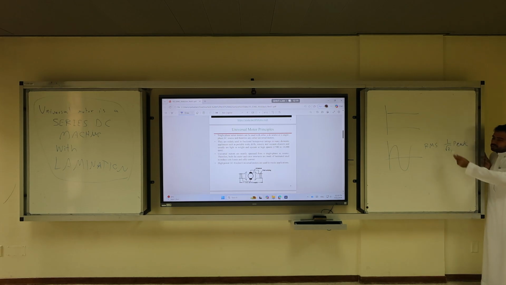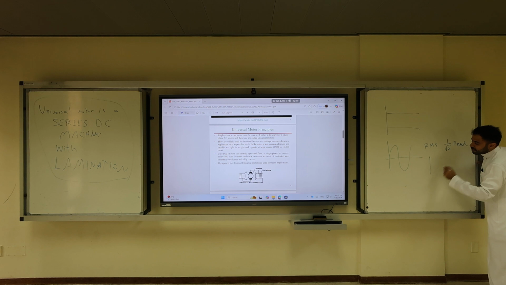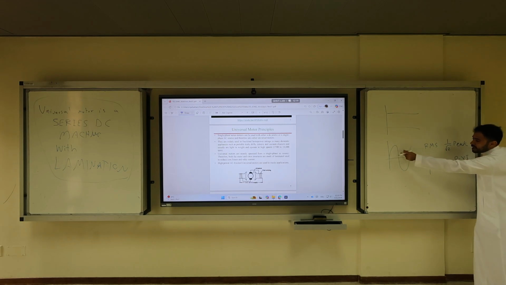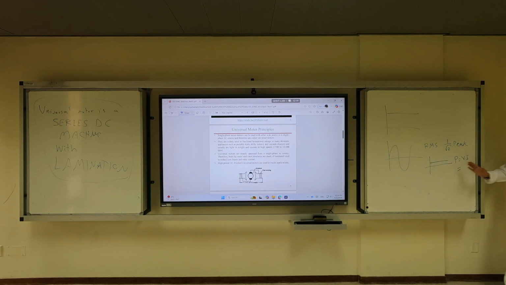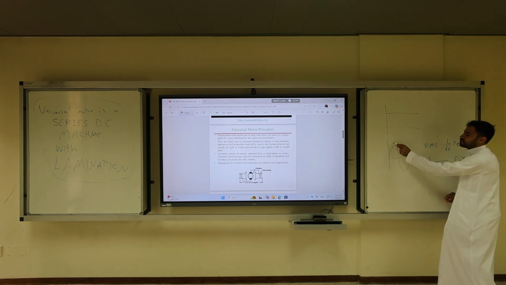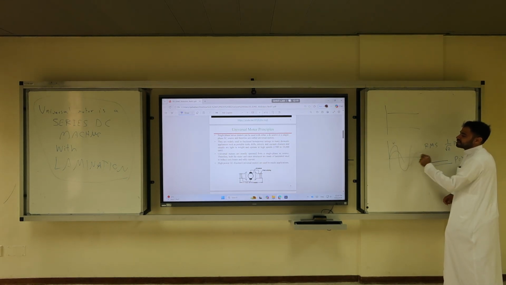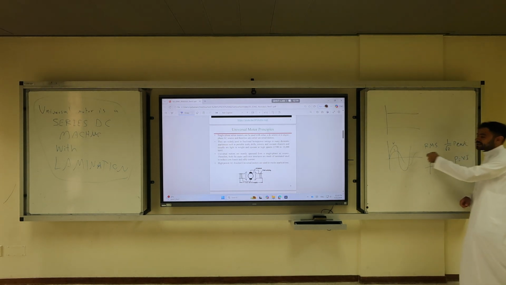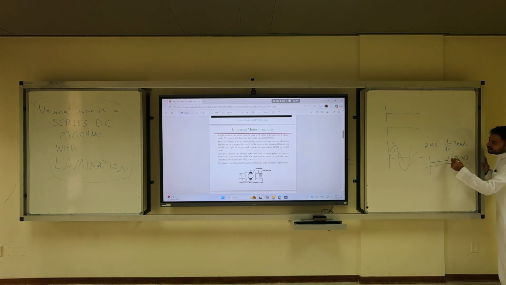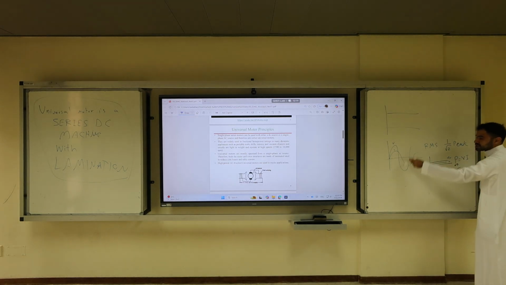The 1 over square root of 2: if you replace this AC with its RMS as a DC, and you calculate the power as V times I, you will get the same power as if you do the whole calculation in AC. Let's say you have a voltage here, and a current here. If you apply the VRMS and IRMS and multiply them together, the average power would be equivalent to the average power across the sinusoidal side.